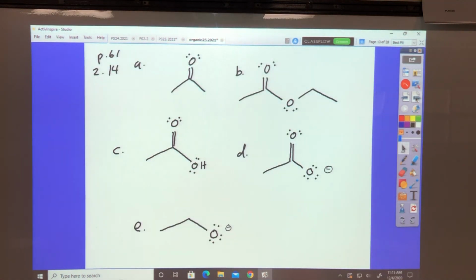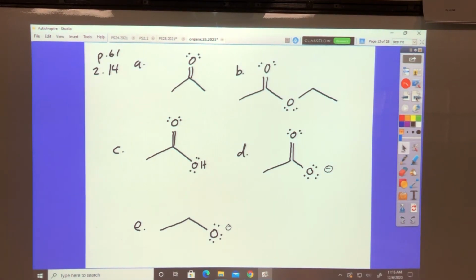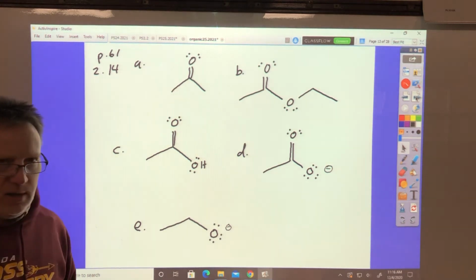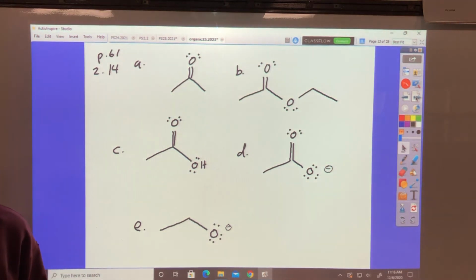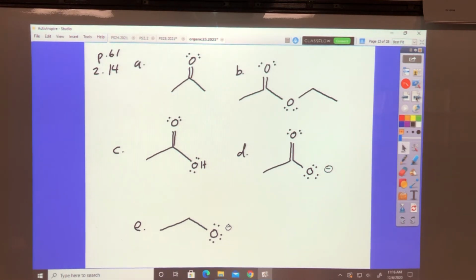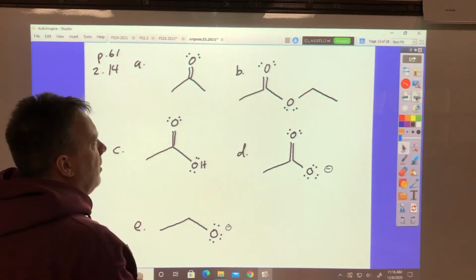So on 2.14, it says draw lone pairs on each of the oxygen atoms in the compounds. It says try to identify all lone pairs without having to count. For whatever reason, the author wants you to do that because he thinks it's quicker. I don't know. I don't see the problem with counting it. So I'm not going to do that. You're allowed to count them.